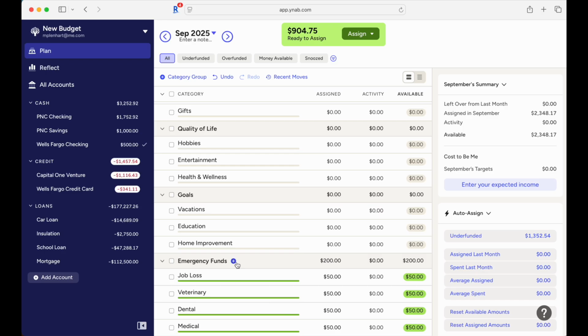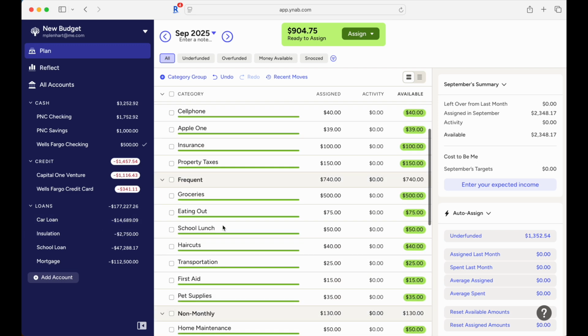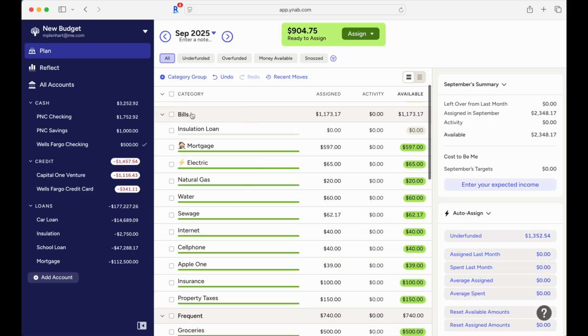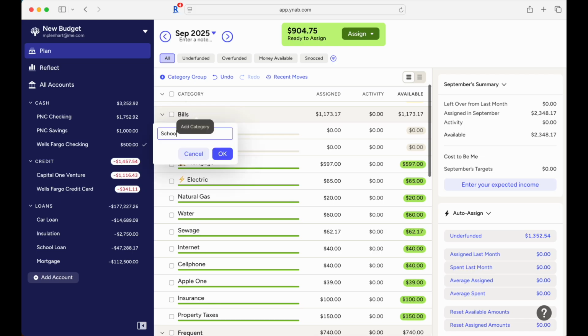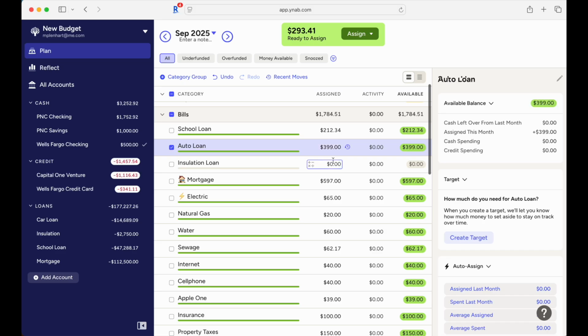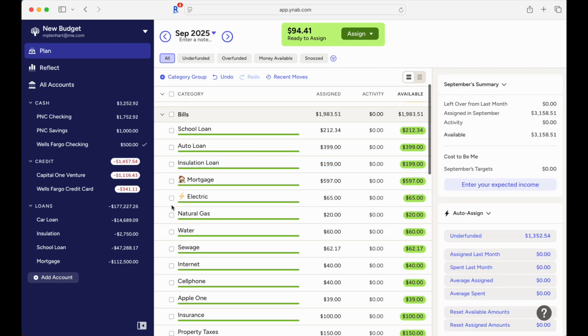And you're probably saying to yourself, well, you have three other loans here. You didn't add those. And that's totally true. I did not add those. So for that, I would probably go up to bills and I would add a matching category for these. So I could say, like, this is my insulation loan for adding insulation to my house. This is our auto loan. And this is our school loan. And I would just follow the same pattern. So I'd say, okay, what's my school loan payment? All right, it's $212.34. My auto loan is $399. And my insulation loan is quite cheap. It's only $199 for that. So that covers my obligations and leaves me with $94.41 of available money for everything else for now.